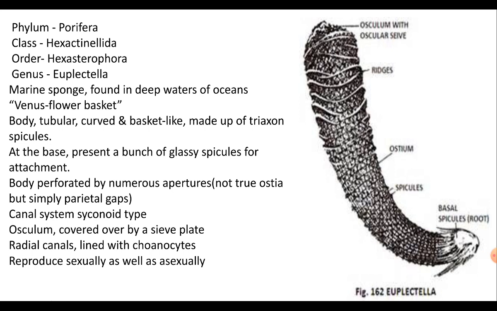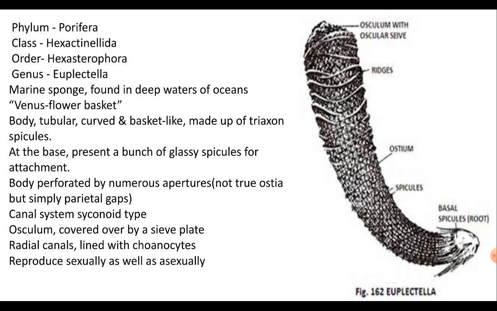Euplectella is a solitary marine deep sea sponge and it is commonly called Venus flower basket, and it is the most beautiful of the glass sponges. The body is elongated, cylindrical and slightly curved, measuring about 15 to 30 centimeters in length and about 2.5 to 5 centimeters in diameter.